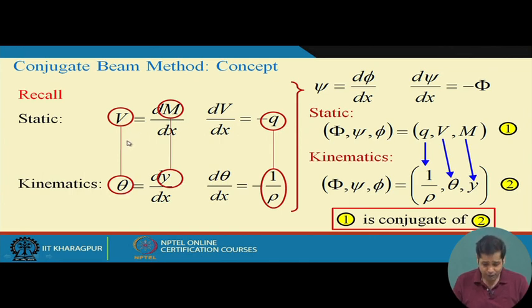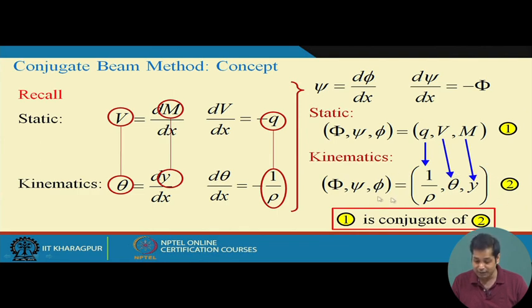Now, if we have a real system where we need to find out the curvature, slope, and deflection, then what we have to do is construct a conjugate system where the intensity of the load is replaced by the curvature of the real system, meaning the M by EI diagram of the real system. If we do that, then the shear force of this conjugate system will give us the slope of the real system, and the bending moment of the conjugate system will give us the deflection of the real system. So, this was the problem of kinematics originally we had.